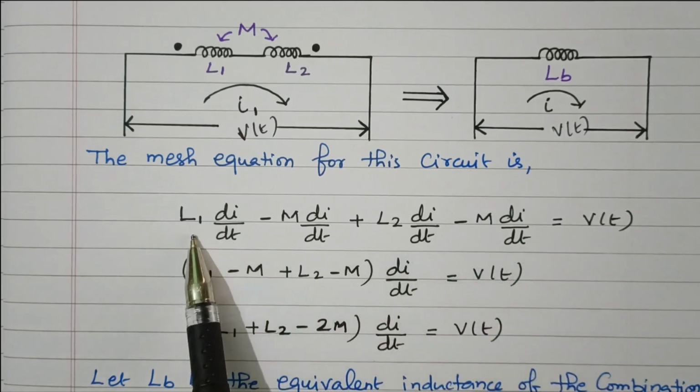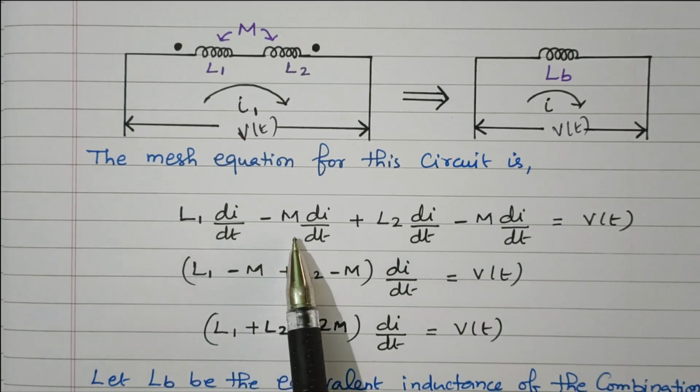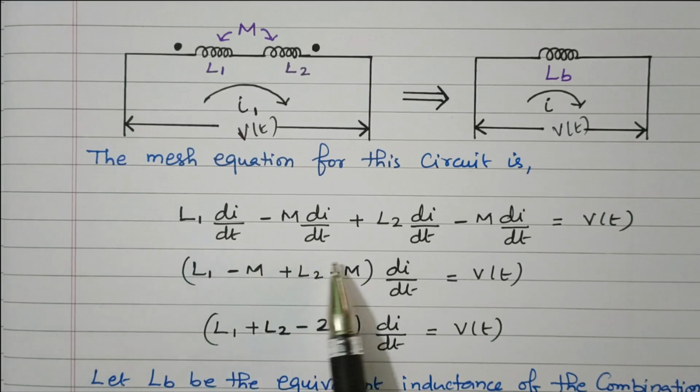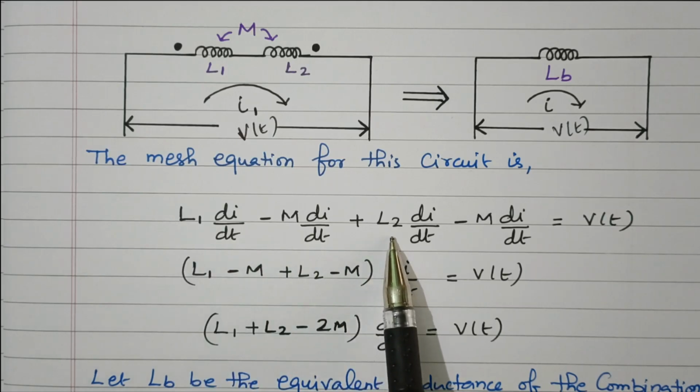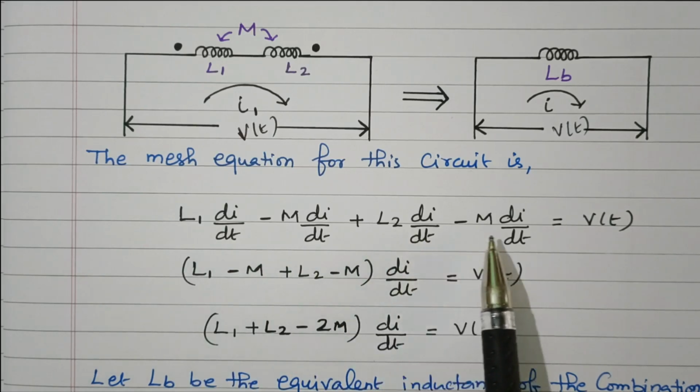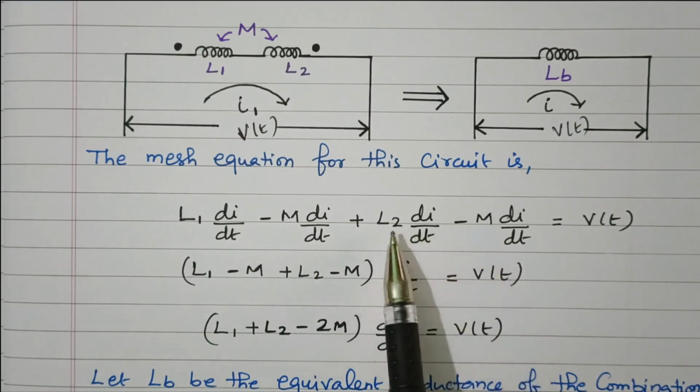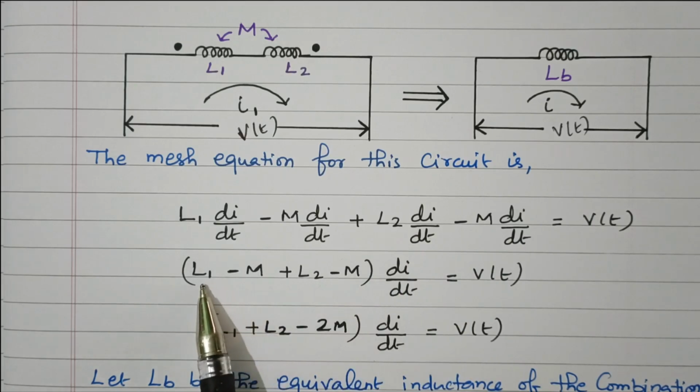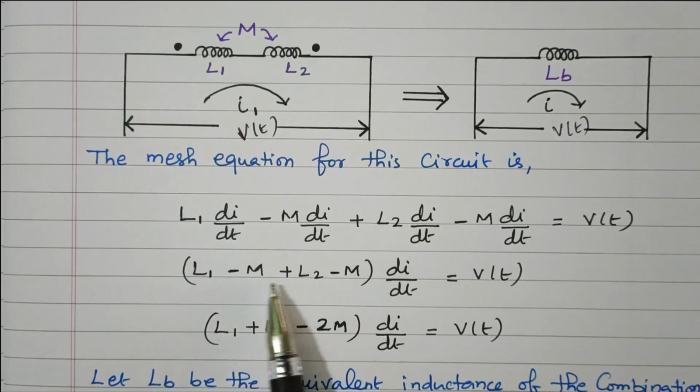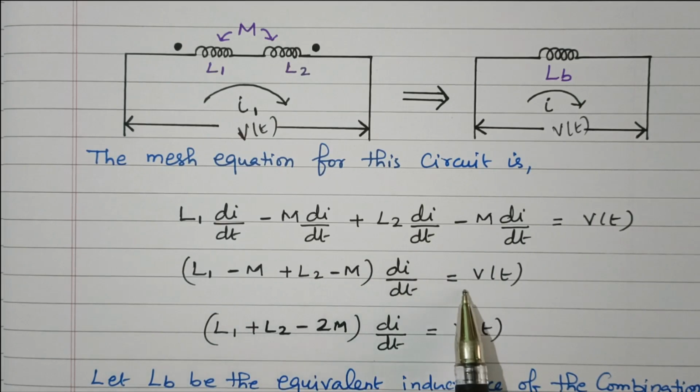So this is the drop across L1, the drop due to the mutual inductance due to L1, the voltage drop across inductor L2, and this is the mutual inductance drop due to L2. So the di by dt is available commonly. So we can write it as L1 minus M plus L2 minus M equals V of t. So that can be written as L1 plus L2 minus 2M, with di by dt common.